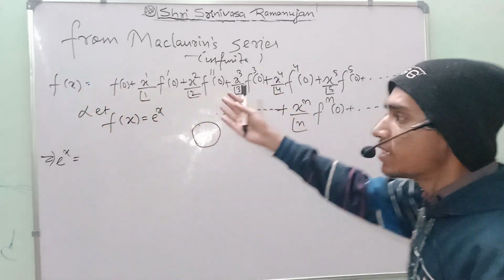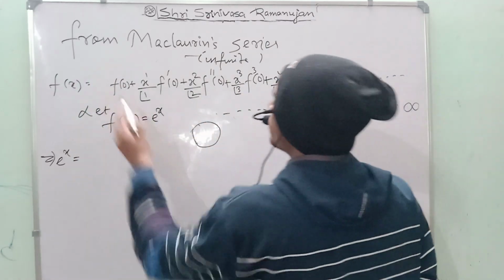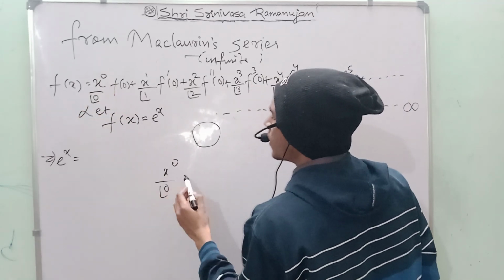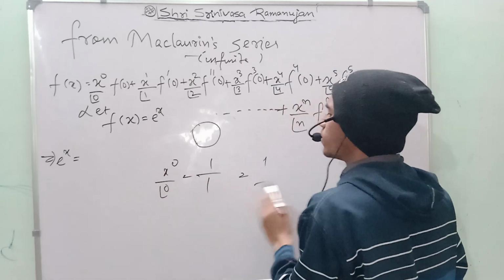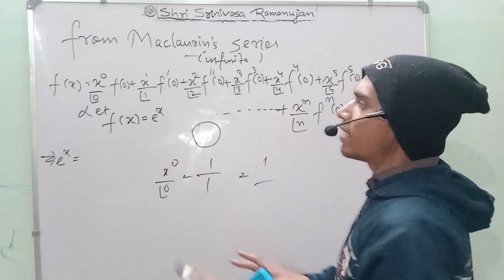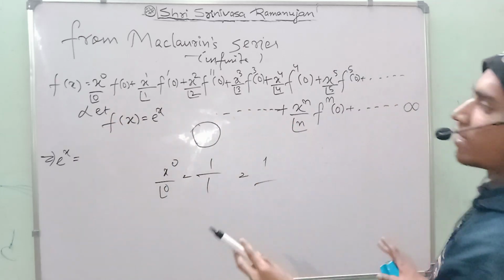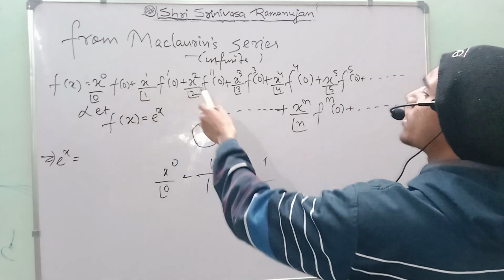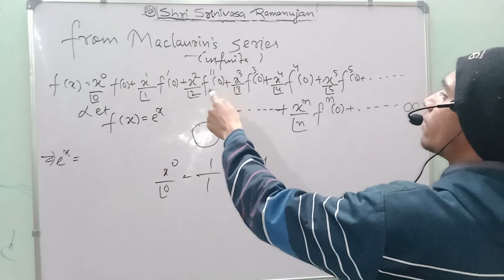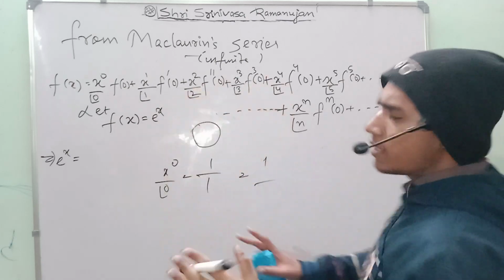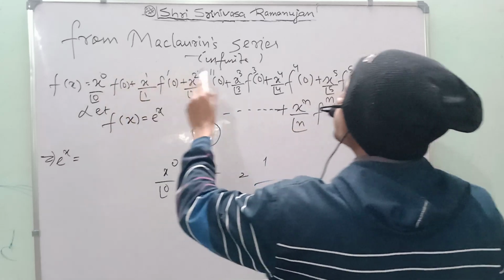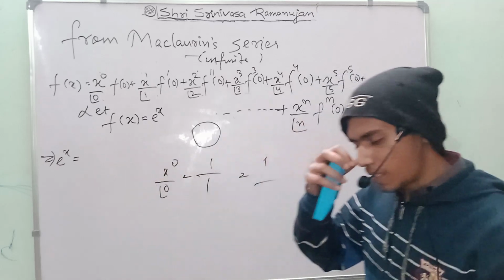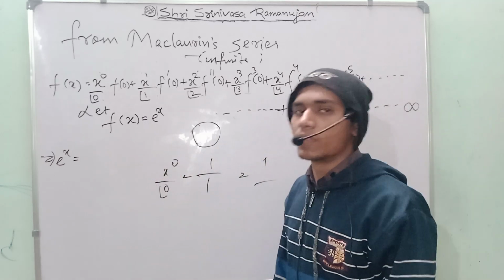But why have I written x to the power 0 by 0 factorial here? Actually, x to the power 0 is 1, and 0 factorial is also 1, so that is equal to 1. I have written it in such a manner that it looks like a series: x to the power 0 by 0 factorial f0 plus x to the power 1 by 1 factorial f dash 0 plus x square by 2 factorial f double dash 0. You see that it looks like a series, 0, 1, 2, 3. That's why I have written like this. So you can easily remember the Maclaurin's infinite series.